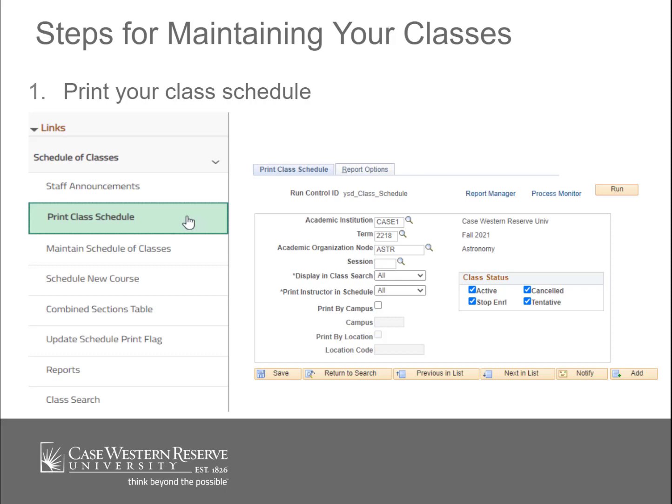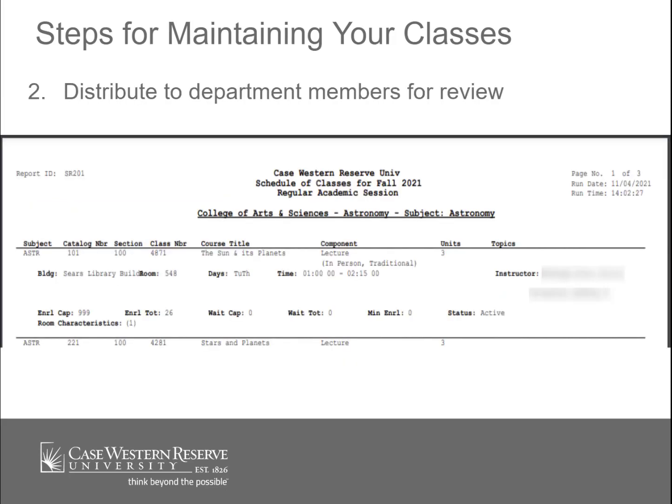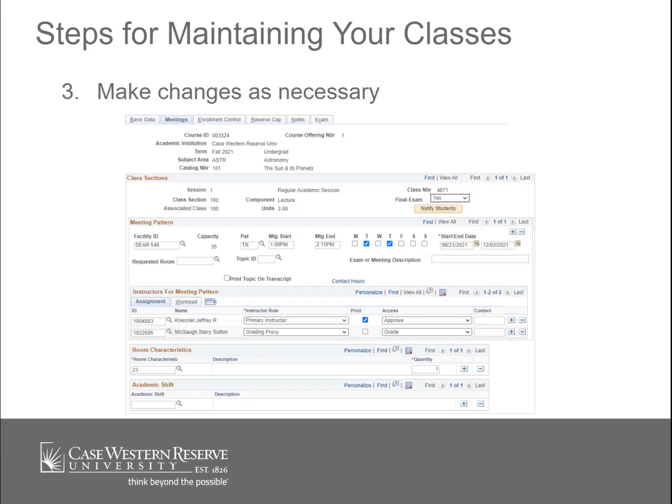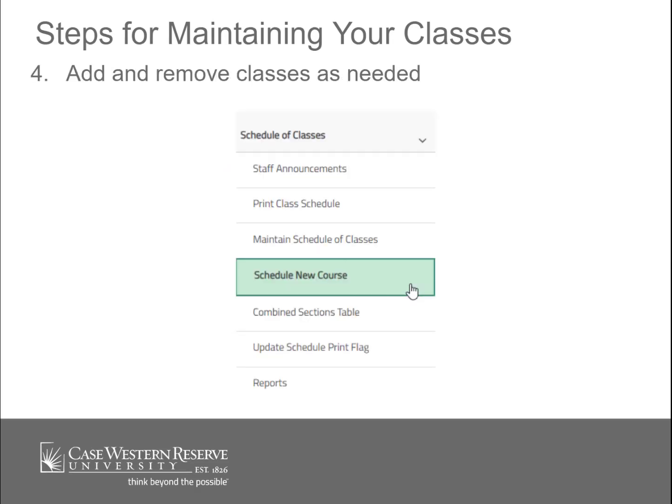The report will look something like this, and your next step is to distribute this document to department members for review. To make changes to your classes, you'll go to Maintain Schedule of Classes. This is where you'll spend the majority of your time working on SOC edits. You'll make changes as necessary to things like meeting days, meeting times, instructors, enrollment limits, etc. You'll also add classes to and remove classes from the schedule.